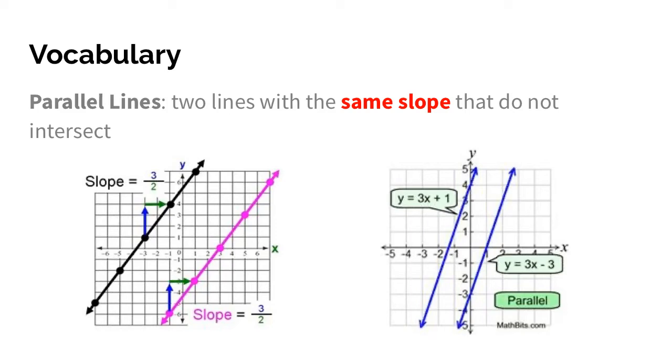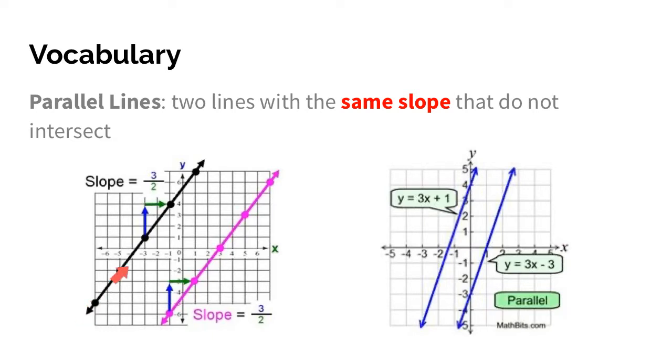Alrighty then, folks. In this section, we're going to look at writing equations of lines for parallel and perpendicular lines. So, parallel lines are when we compare two lines, and two lines that are parallel are lines that have the same slope, such that they will never, ever intersect.